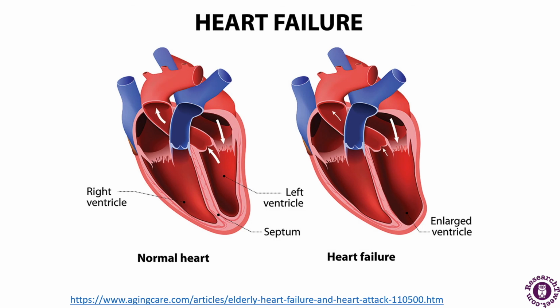Now this is a diagrammatic representation showing a normal heart. The right ventricle, left ventricle, and septum are all shown here. And the blood is properly flowing, and the heart is properly pumping the blood to all the parts of the body. But in case of heart failure, there is an enlarged ventricle, and the heart will not be able to pump the blood or the nutrients to the different parts of the body. So that may lead to heart failure.